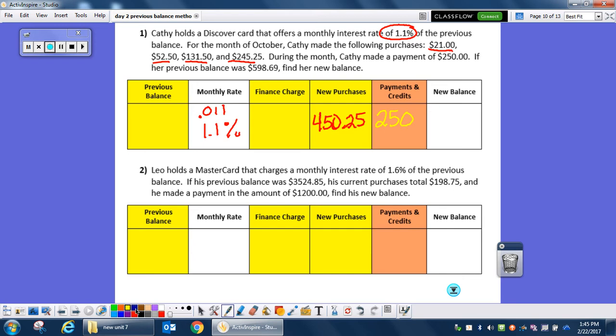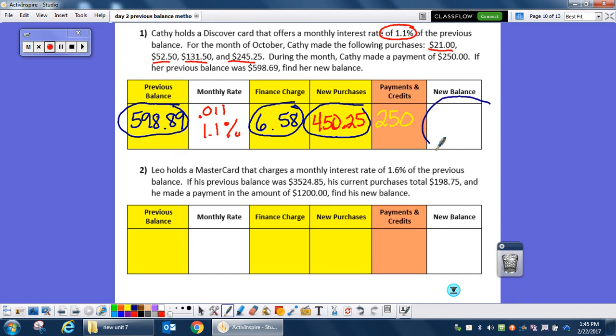And her previous balance was $598.89. Okay? So what you'd have to do is previous balance times monthly rate. That should get you a finance charge of $6.58. So she still owed that amount before her other billing cycle started. So then you have to add that, the finance charge they're charging her. She made $450 in new purchases, and you have to take out the payment. So I'll be checking your new balance. You do need to include a $ sign.